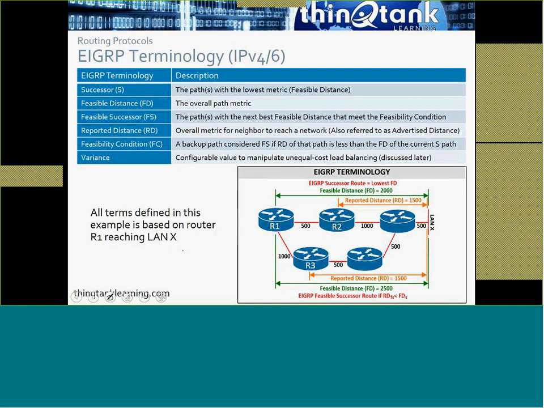Where does the feasible successor route get stored? The feasible successor route gets stored in the topology table. Right. Remember, the topology table is everything that I know. The routing table is everything that I'm using. Feasible successor paths are not being used. They're backup paths. The only thing that goes in the routing table is the best path, the successor. So you will find your feasible successors in your topology table.